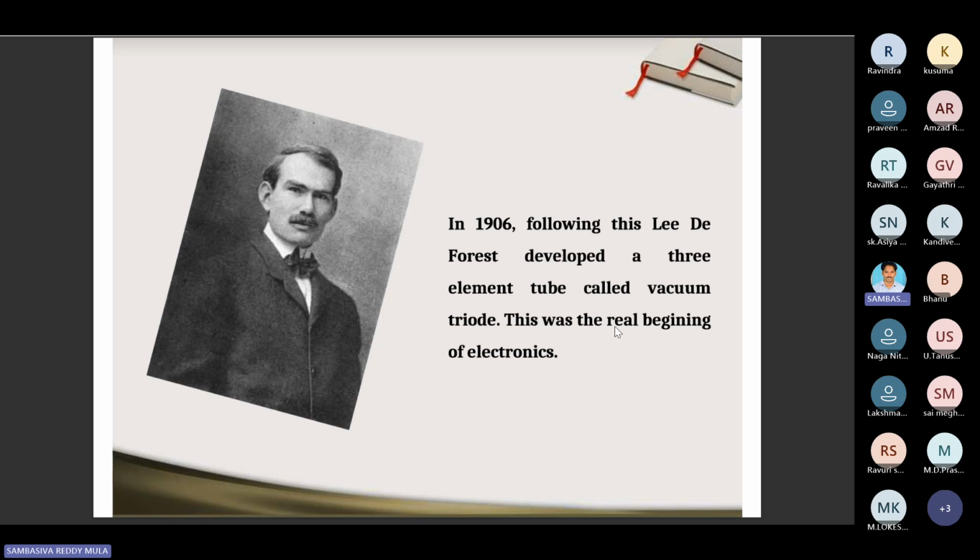So this was the real beginning of electronics. So many electronic applications use transistors. Only diodes are used for electronic switches. Very few applications of diodes when compared to transistors. So after the invention of the vacuum triode only, the real electronics journey began.